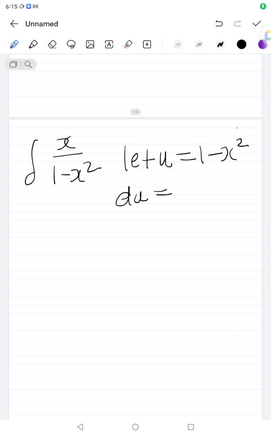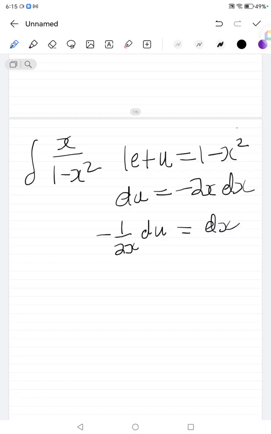We have this, then we said the derivative for that is going to be minus 2x dx. Then basically you just have to divide by that minus 2x. This is the same as having minus 1 over 2x du, which is equal to your dx.